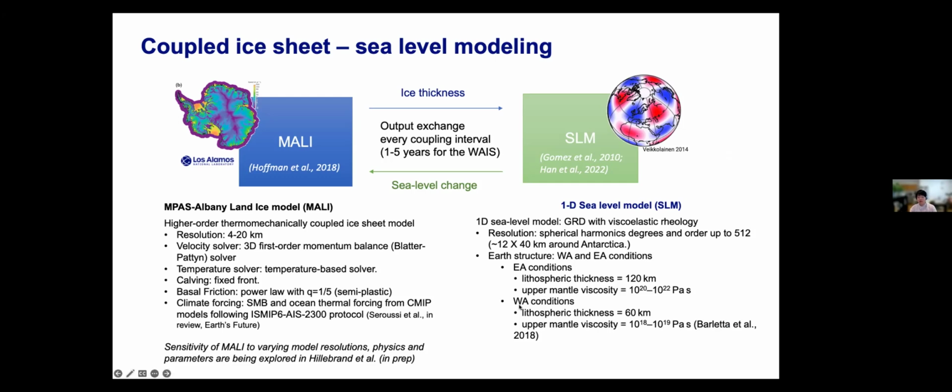And we also have two Earth structures. One is for East Antarctic conditions, which has a thicker lithosphere, and the upper mantle viscosity and lower mantle viscosity are pretty large, or high, compared to the West Antarctic conditions, where the mantle viscosity goes down all the way to 10 to the 18th to 10 to the 19th Pascal seconds. And the lithosphere in West Antarctic conditions is also pretty thin. So that's half of what we impose in East Antarctic conditions.